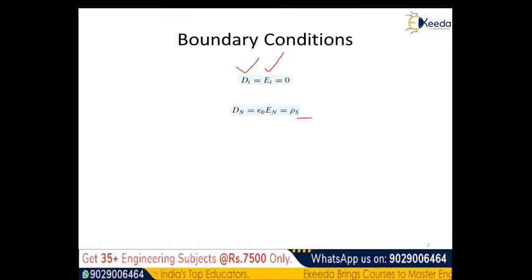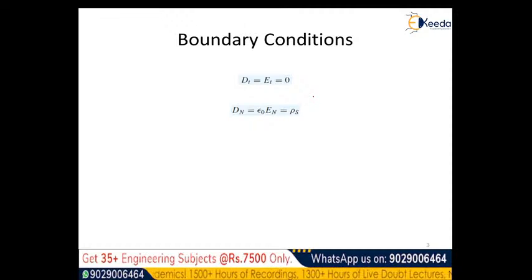So this is equal to rho s here, the normal component. Rho s is the surface charge density. Surface means it holds the area, surface area, and the charge holds the SI unit, the coulomb here. So coulomb per meter square will be the unit for rho s.